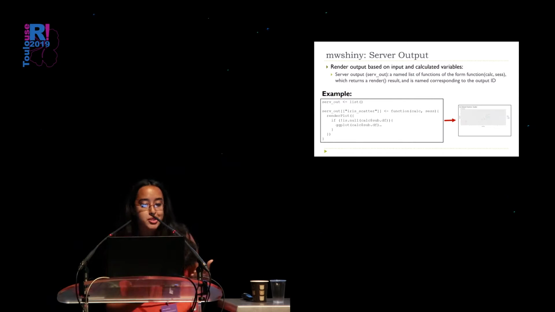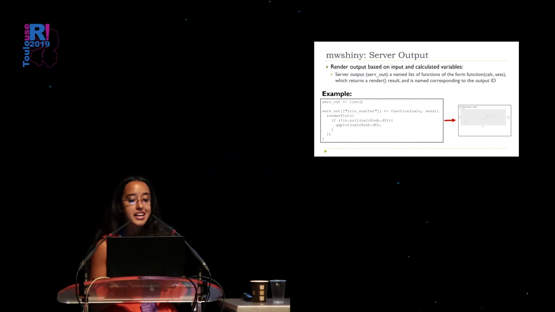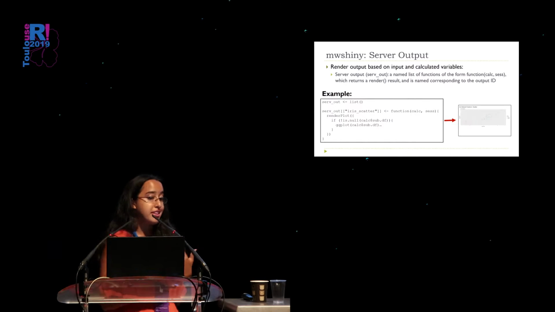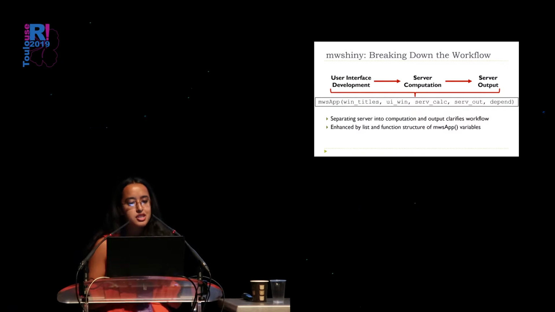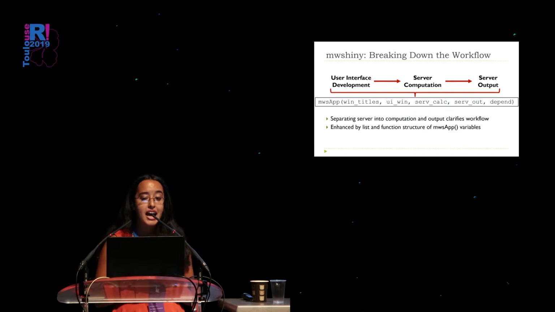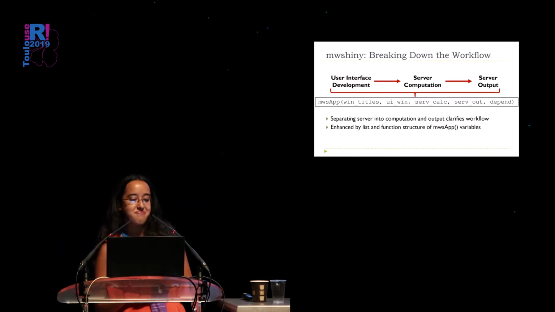We then finally come to our server output, which is a named list of functions in the same previous form, which returns a render result corresponding to the output ID. So in this example, we render our scatter plot based on our calculated data frame and return that in our function. After you have all these 3 pieces, you then pass them into the mwsapp function, along with the stated JavaScript and CSS dependencies, and it runs your multi-window Shiny app.